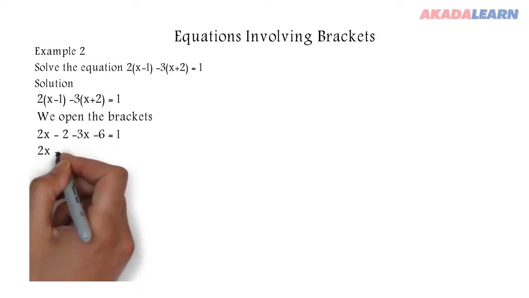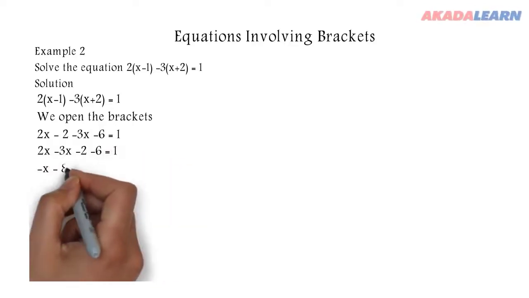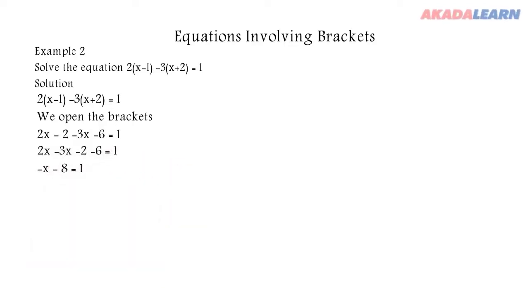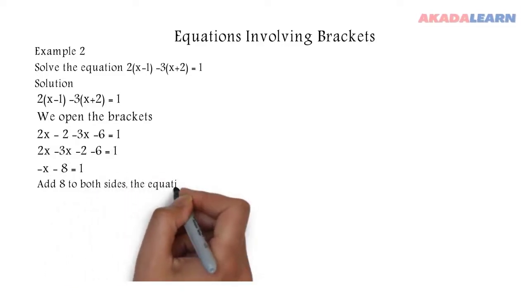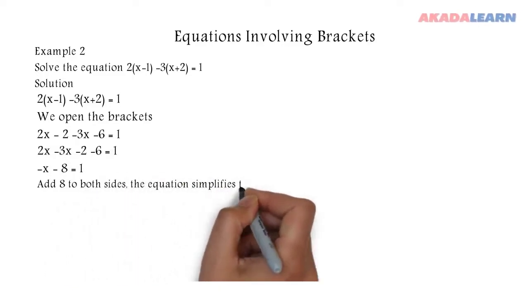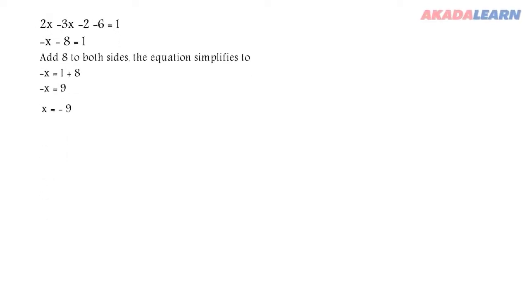So let's simplify a little bit. 2x minus 3x is minus x, minus 2 minus 6 is minus 8. The first thing, we add 8 to both sides of the equation. So we have minus x equals 1 plus 8, minus x equals 9. Divide both sides by negative 1, x is minus 9.